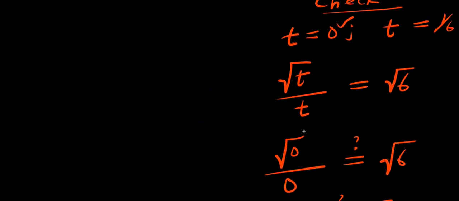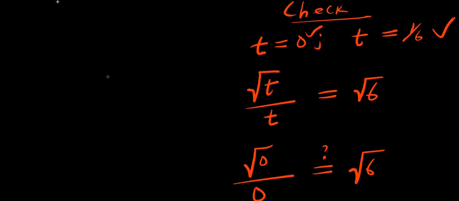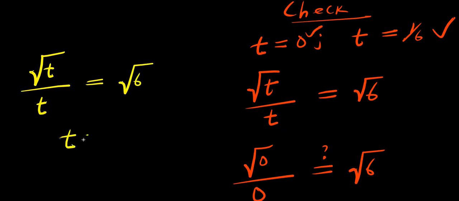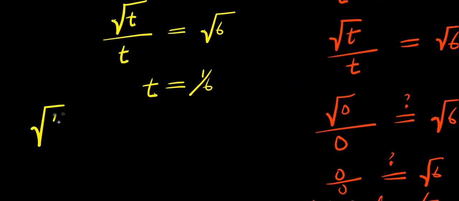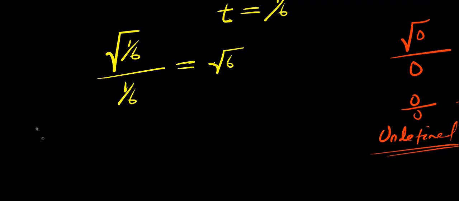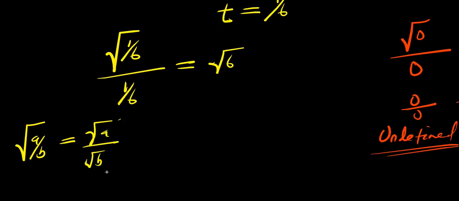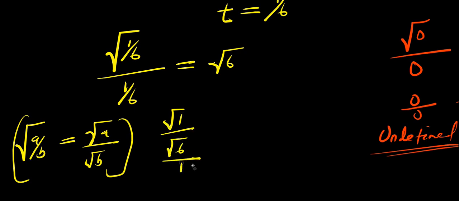So let's consider when t equals 1/6. This one here. That means I have square root of t divided by t equals square root of 6, and my t equals 1/6. This means that I have square root of 1/6 divided by 1/6 equals square root of 6. So if you have square root of a divided by b, this equals square root of a divided by square root of b. So this will give you square root of 1 divided by square root of 6, divided by 1 divided by 6, equals square root of 6.